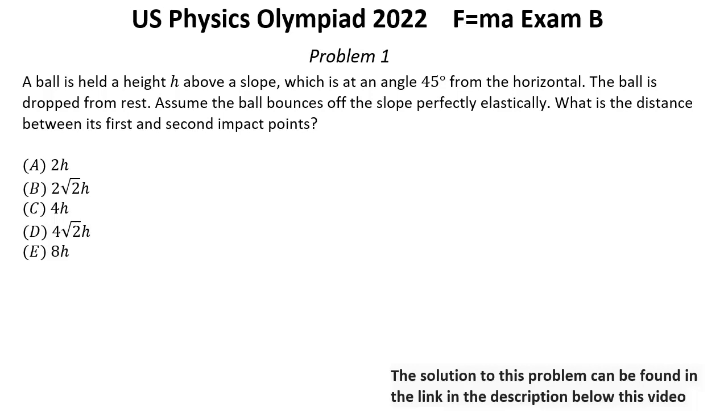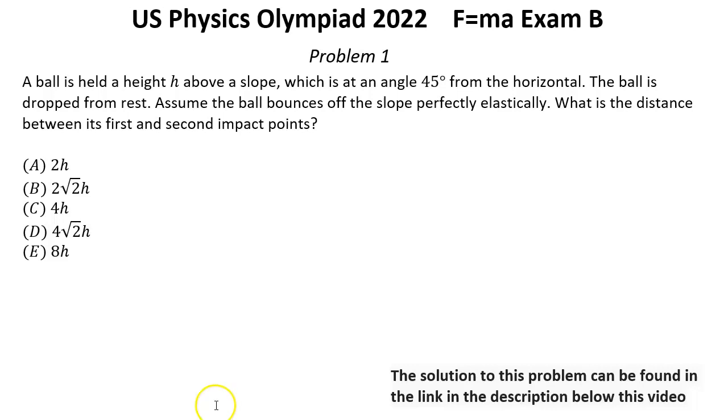Problem number 1. A ball is held a height h above a slope, which is at an angle 45 degrees from the horizontal. The ball is dropped from rest. Assume the ball bounces off the slope perfectly elastically. What is the distance between its first and second impact points?